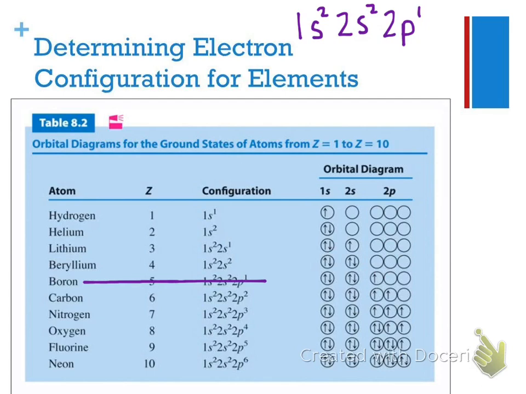So now what we're doing is we're going to check ourselves. 2 plus 2 plus 1 gives us 5 electrons. Is that how many electrons boron should have? Yes. Okay, how are we feeling now? A little bit better?